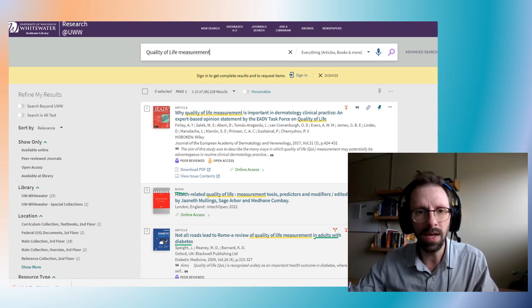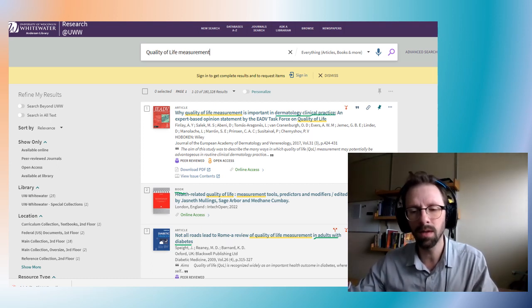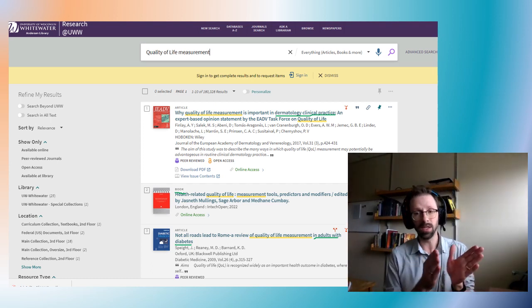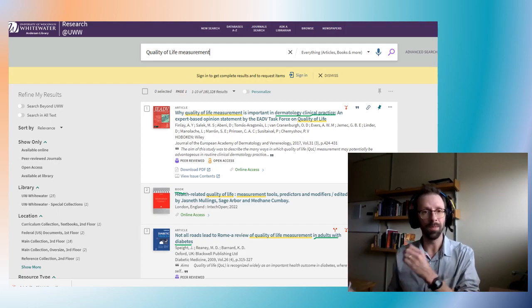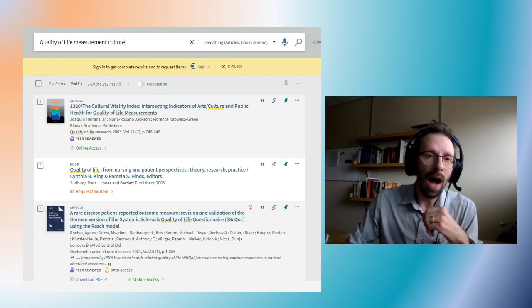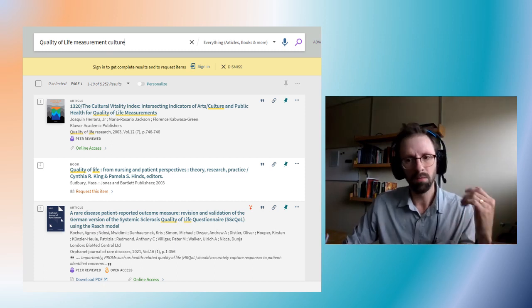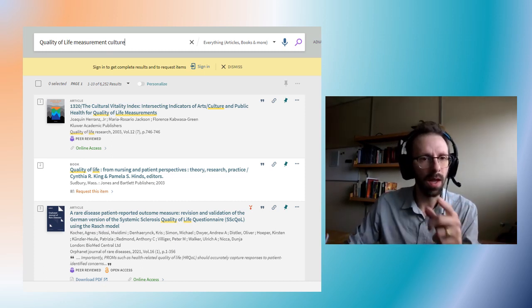In adults with diabetes, maybe that's not really useful to me right now. Dermatology, clinical practice, that's not really what I'm going for. I need to be even more specific to get this in the right direction. So I refine my search further and include quality of life measurement and culture, because that's what I'm really interested in. Now we're getting somewhere.